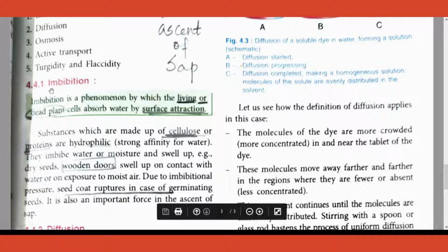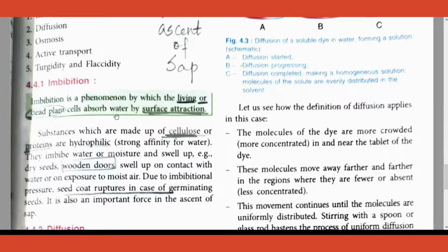What all? Definition. What makes the wooden doors swell up? Another question: which is the force that helps in seed coat rupturing and germinating? All these are your questions. What is the reason also? Reason is that cellulose or proteins can absorb water.